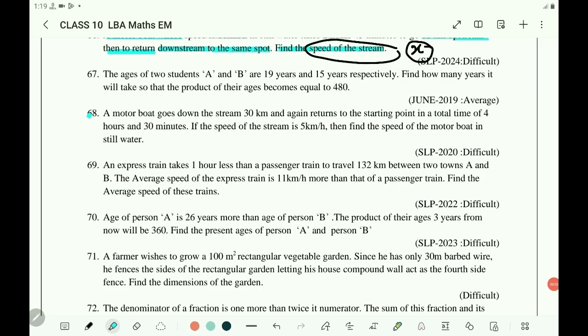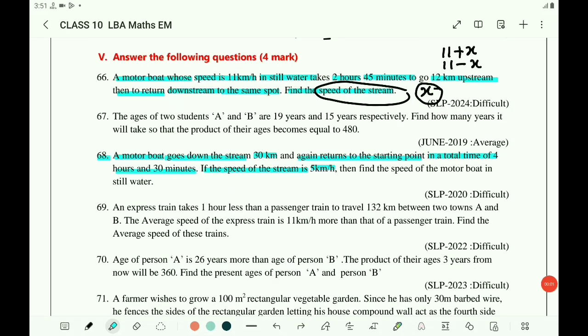Question number 68. A motor boat goes down the stream 30 km and again returns to the starting point in a total time of 4 hours and 30 minutes. If the speed of the stream is 5 km per hour, then find the speed of the motor boat in still water.